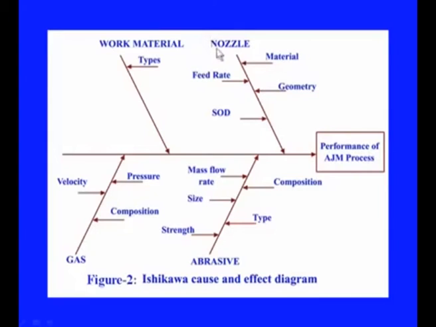Then the nozzle: what is the nozzle material, nozzle geometry, flow rate and standoff distance. These are the main parameters as far as the nozzle is concerned. Then as far as the gas stream is concerned, the velocity, pressure and composition of the gas stream. Then as far as the abrasives are concerned, the strength, the type, composition, size and mass flow rate of these abrasives cause some quality effect on the machined surface.